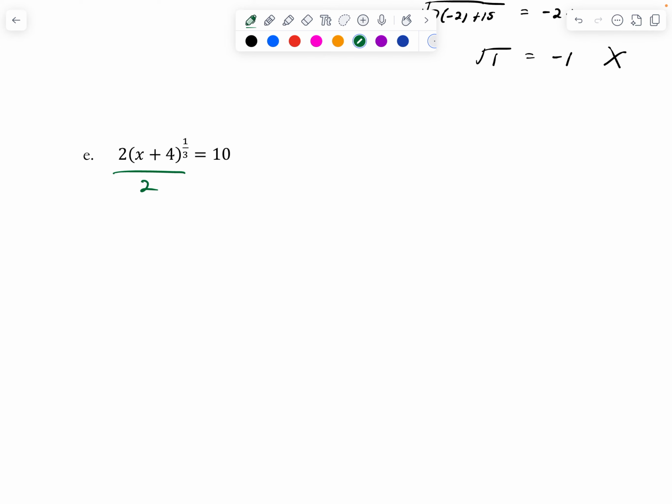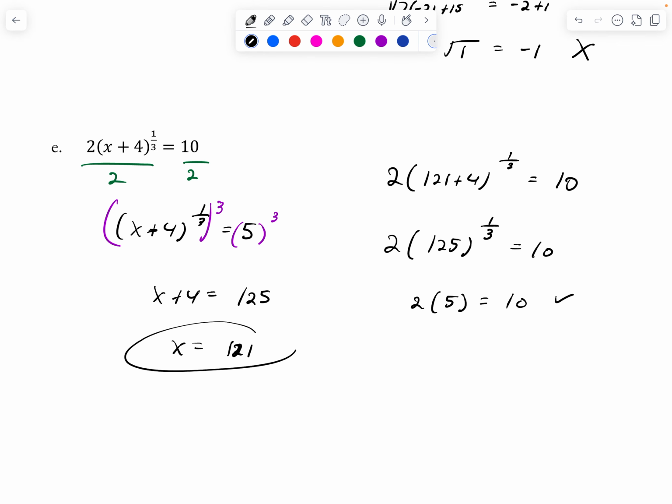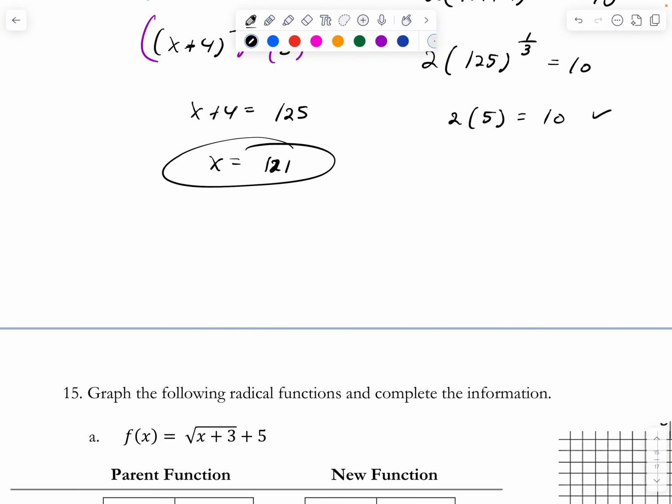I'm going to divide both sides by 2 to isolate this radical of the cube root. So I get (x plus 4) to the 1/3 power equals 5. Then I'm going to cube both sides to get x plus 4 equals 125. So x equals 121. Again, you don't really need to check this one because of that odd index. But we have 121 plus 4 is 125. 125 to the 1/3 power is the cube root of 125, which is 5. And that works. Okay, let's move on to the graphing.